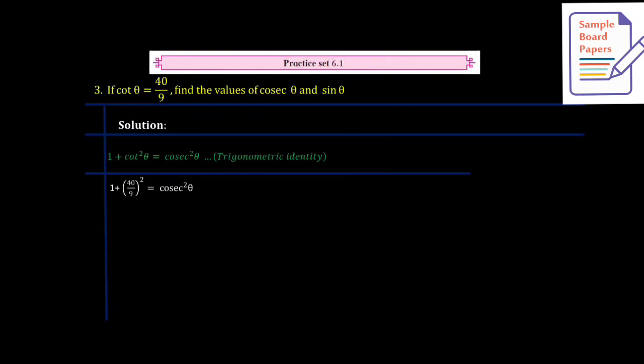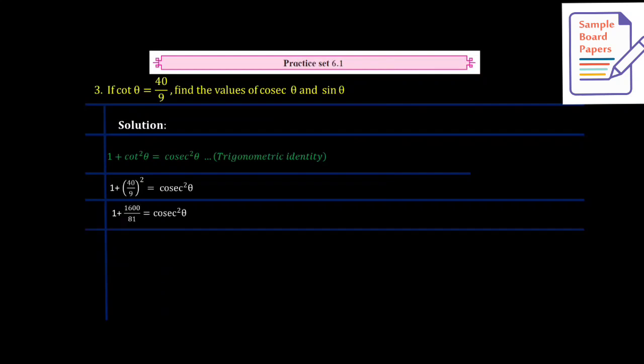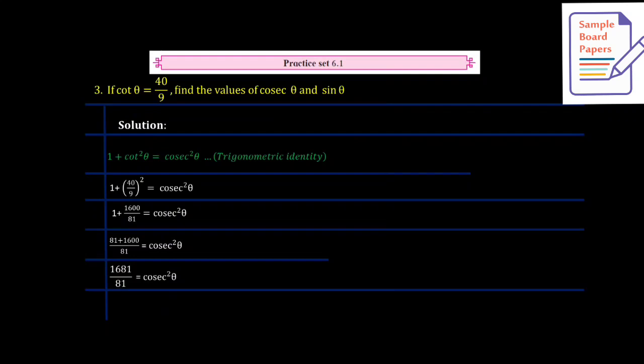substitute the values. Cot is 40 by 9, so 1 plus 40 by 9 the whole square is equal to cosec square theta. So what is the square of 40? Yes, it is 1600, and square of 9 is 81. So 1 plus 1600 by 81 equals cosec square theta. Next step, take the LCM. 81 plus 1600 upon 81. Okay, add the numbers, you will get 1681 upon 81.